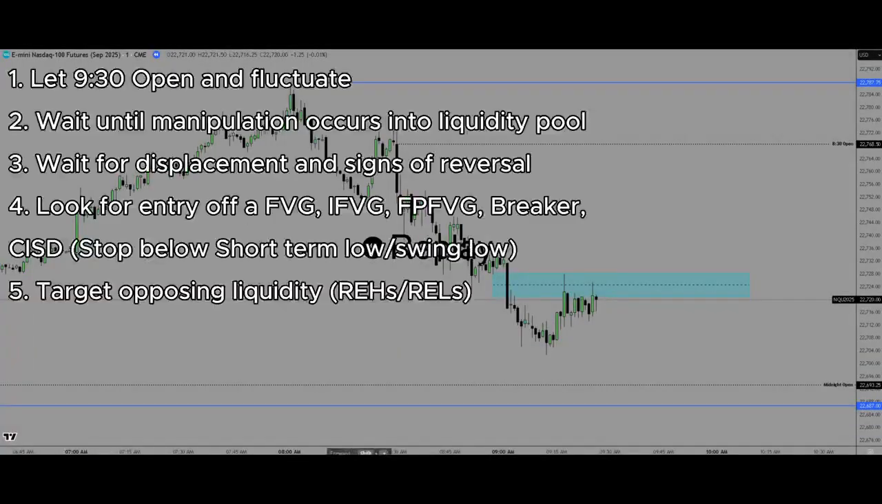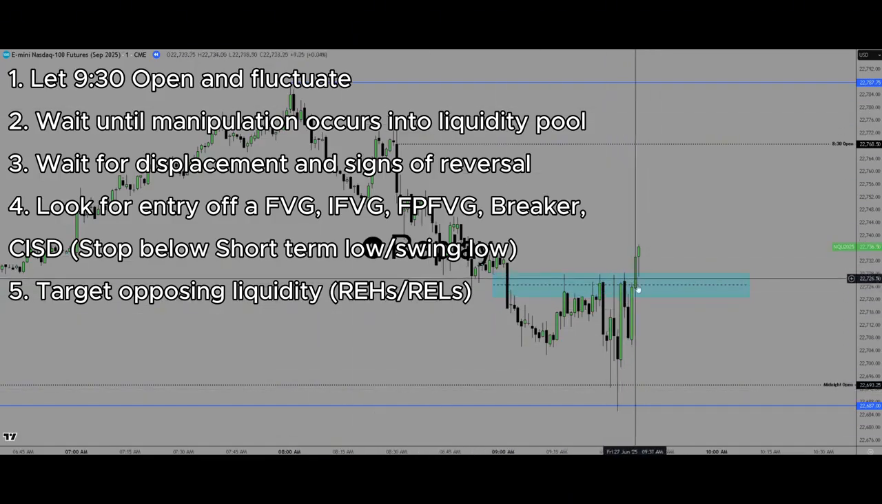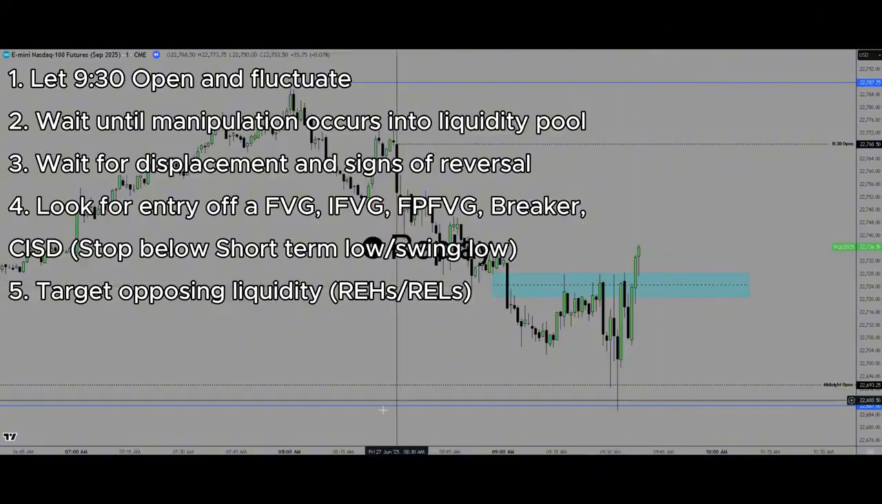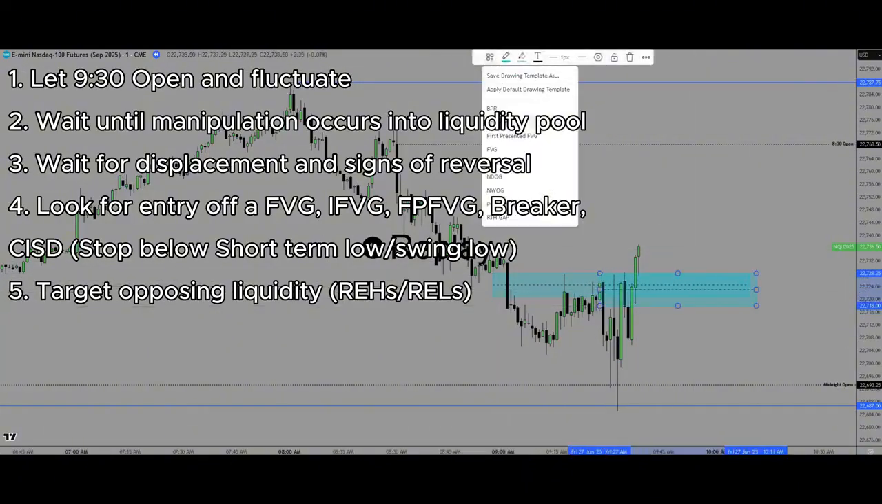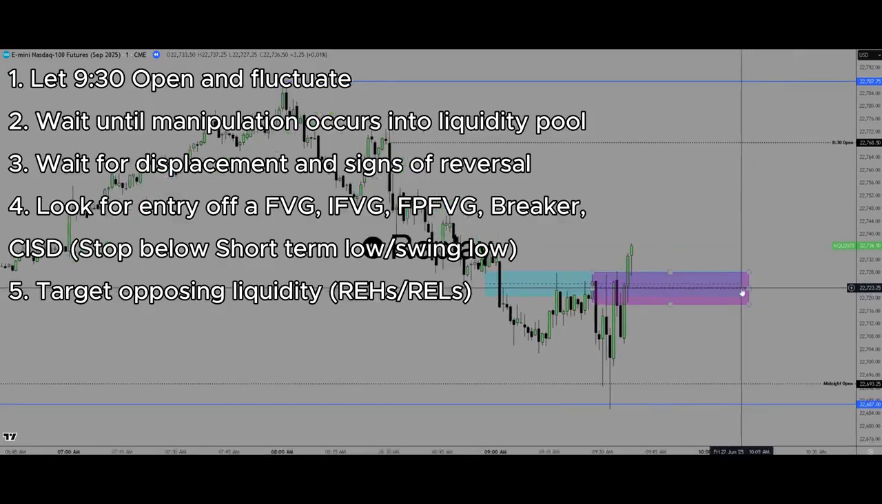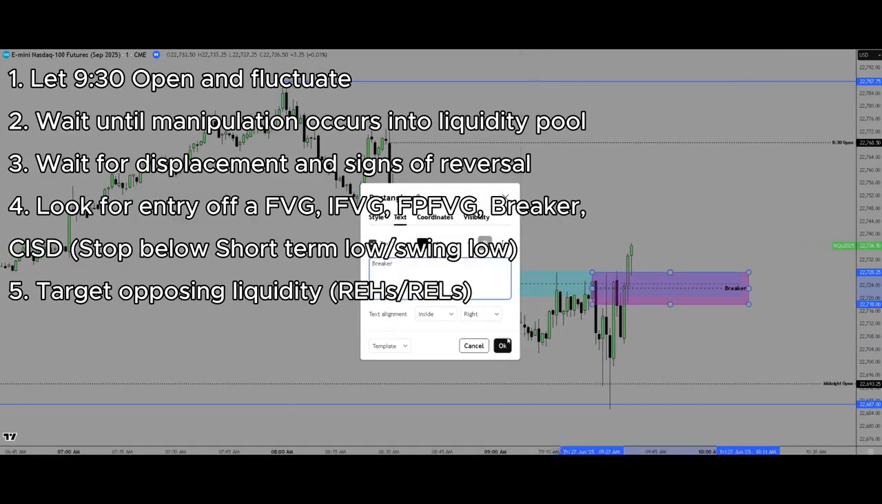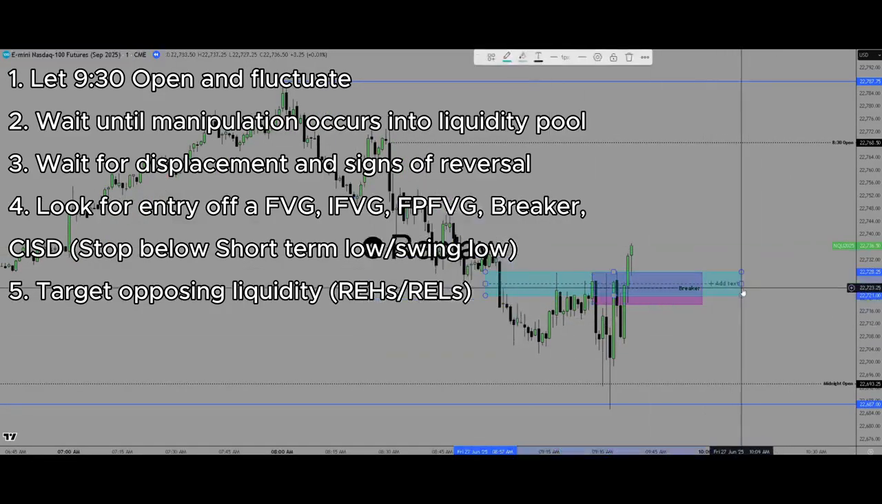Step 1. Let the 9:30 candle print. No early entries. Step 2. Watch if price runs into a key liquidity level we marked out. Step 3. Once the liquidity level has been reached, wait for displacement in the opposite direction. Step 4. Look for your entry inside a fair value gap, inversion, FVG, breaker, or even using a change in the state of delivery.